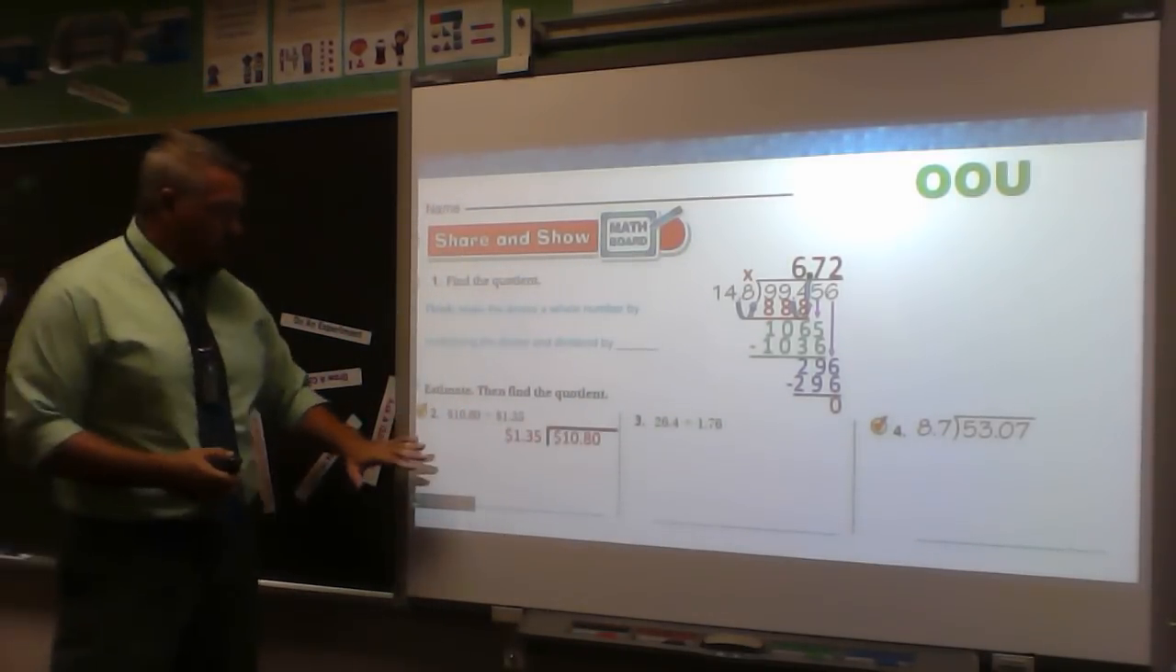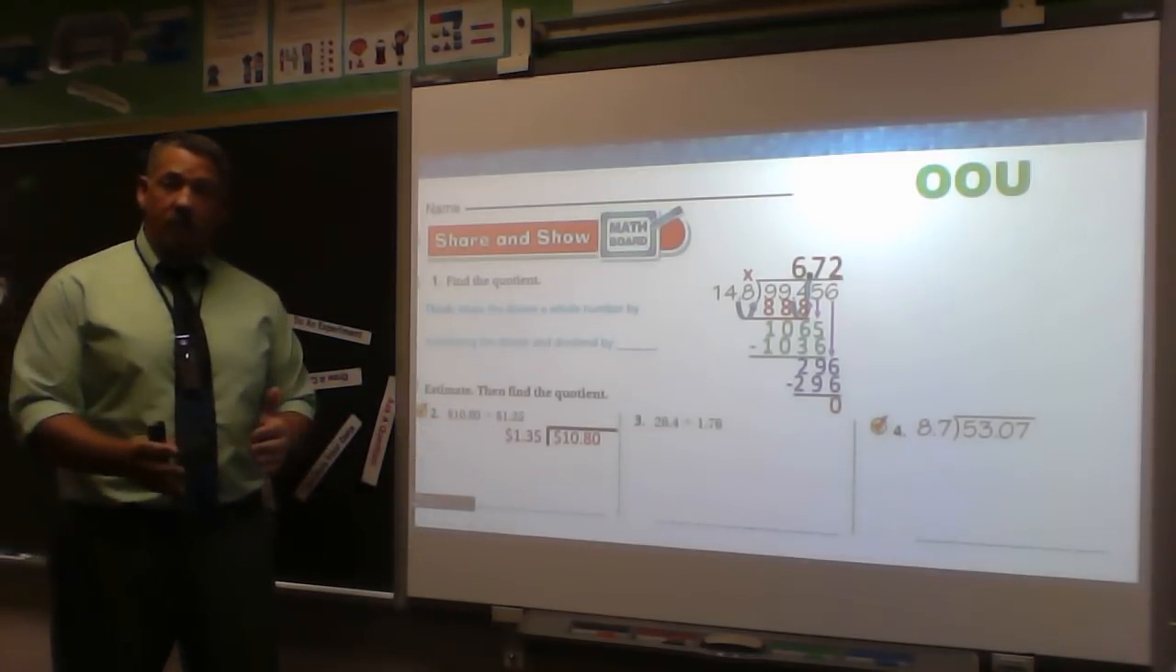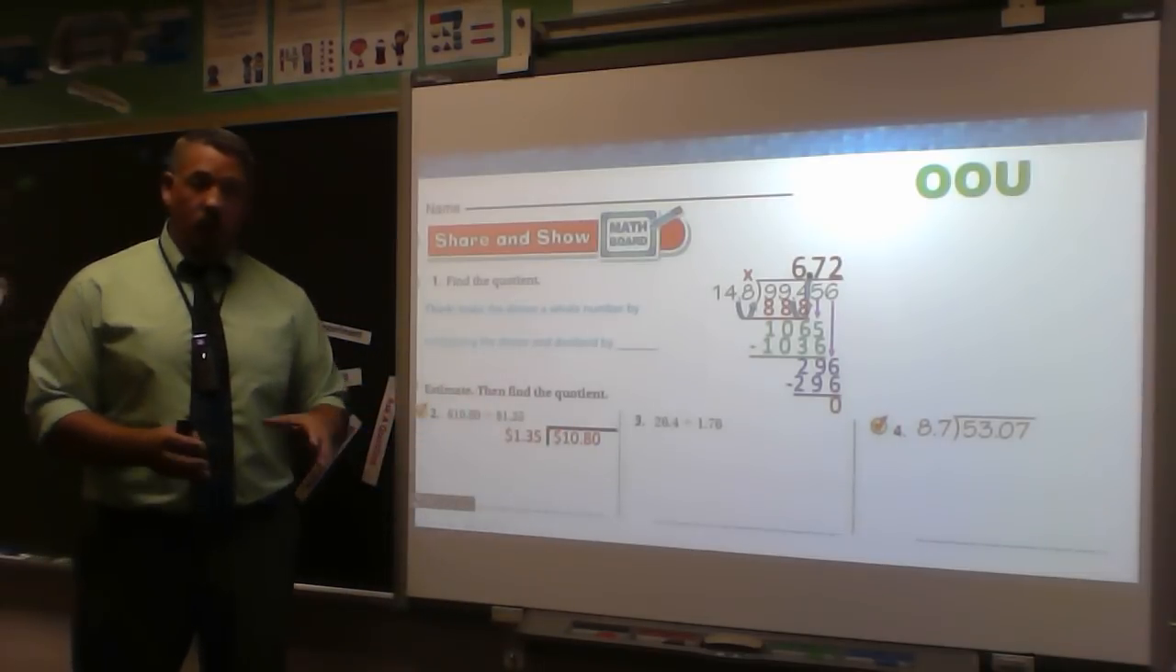All right, so now on this one, I already have it set up for you. Once again, my first number is always my dividend. It is inside my division box. My second number is always my divisor.